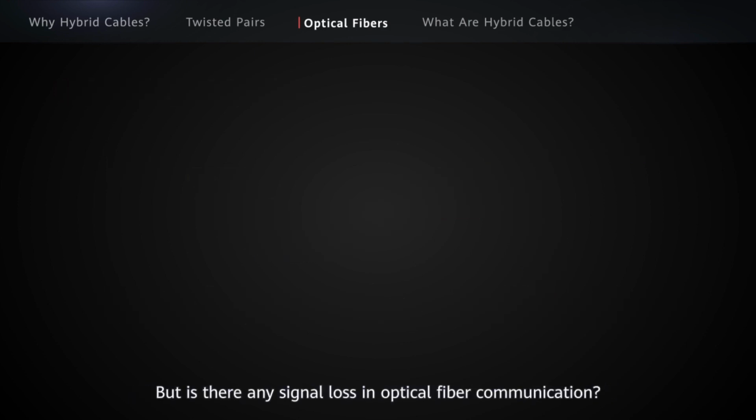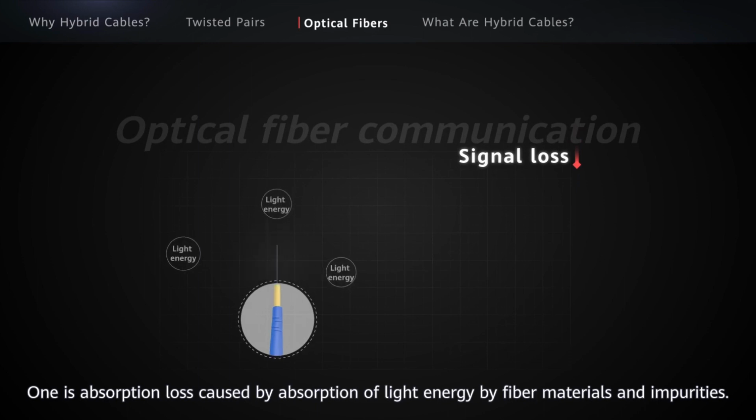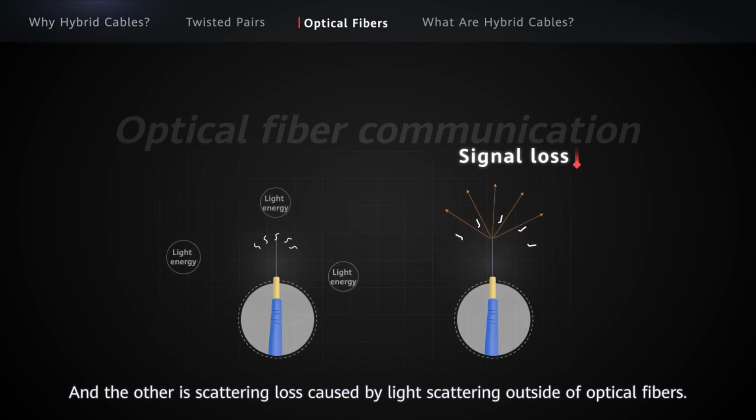But is there any signal loss in optical fibre communication? Of course there is. There are two main reasons for this. One is absorption loss caused by absorption of light energy by fibre materials and impurities. And the other is scattering loss caused by light scattering outside of optical fibres.